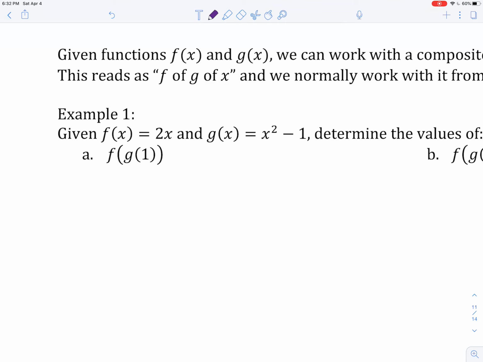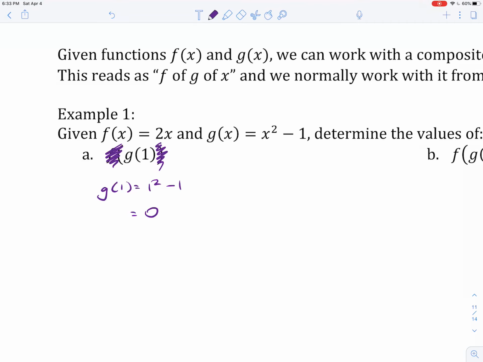And if you want to evaluate it, one way you can do so is first just look at the inside. Just look at g of 1. G of 1 equals something. Well, g of x is x squared minus 1. So g of 1 is 1 squared minus 1. We know this from when we were first introduced to function notation. We're just replacing the x with whatever x happens to be. We evaluate that. 1 squared minus 1 is 0.